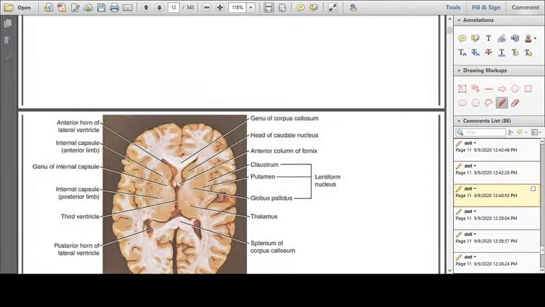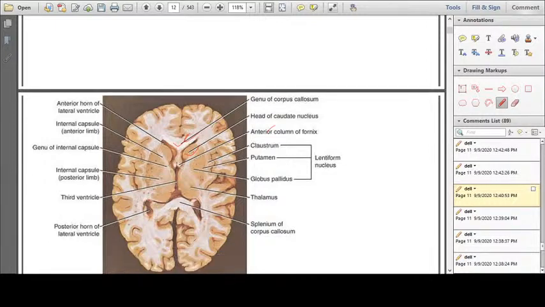Internal capsule. This one right here is the internal capsule. This one is the genu of the corpus callosum. This one is the head of the caudate nucleus. Anterior column of the fornix. Okay, claustrum. There are lots of new things out here which I don't remember.